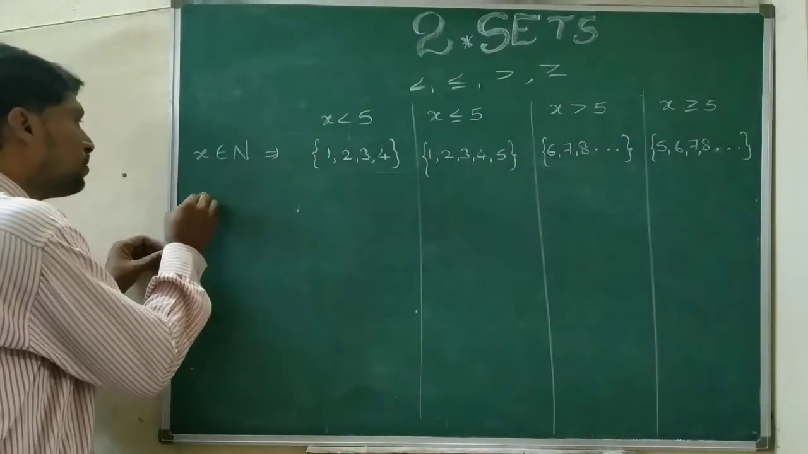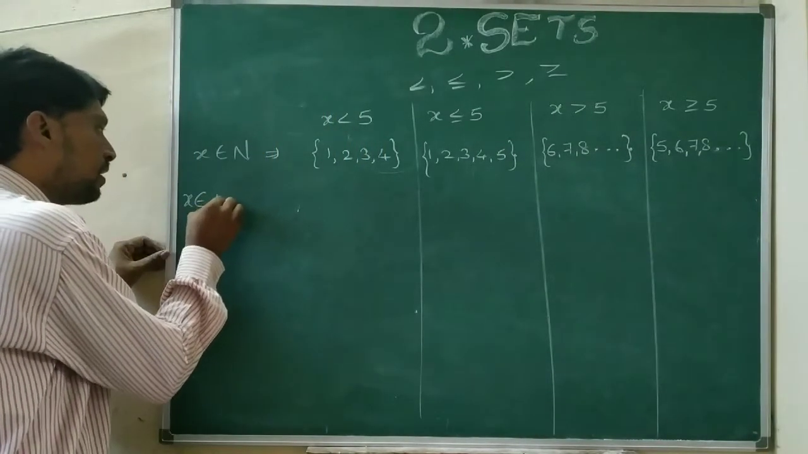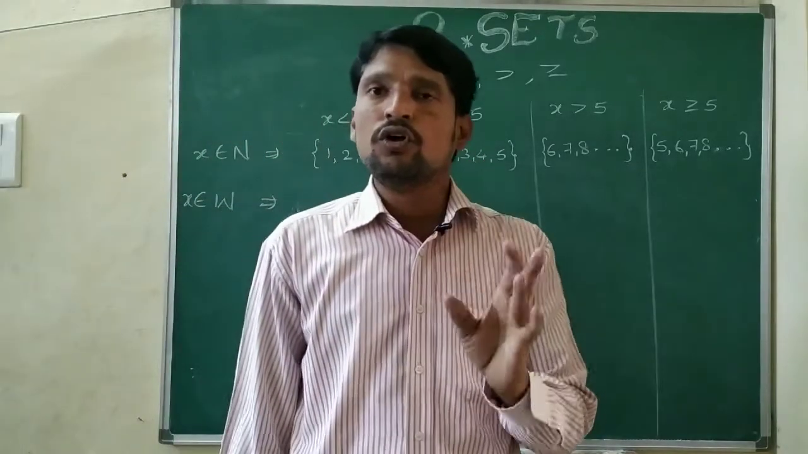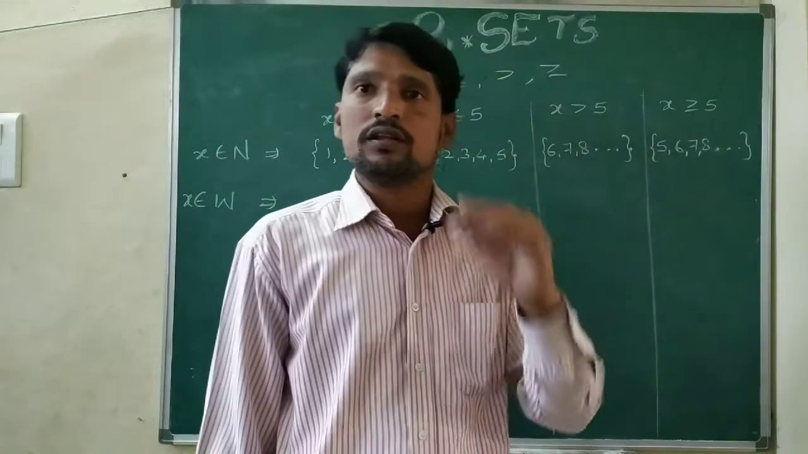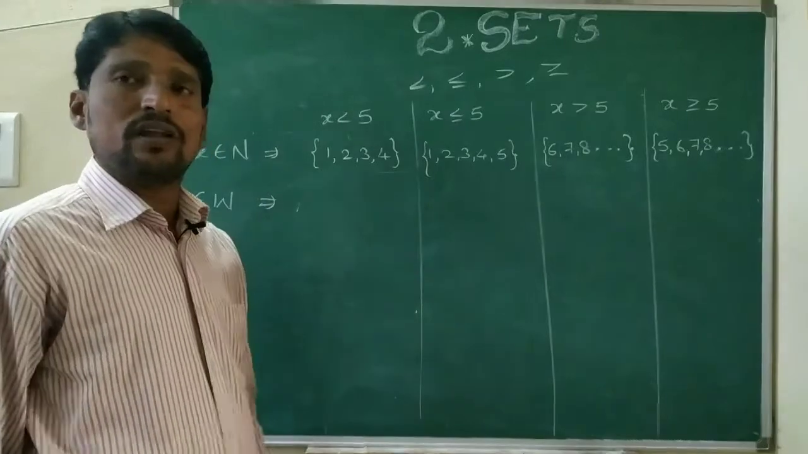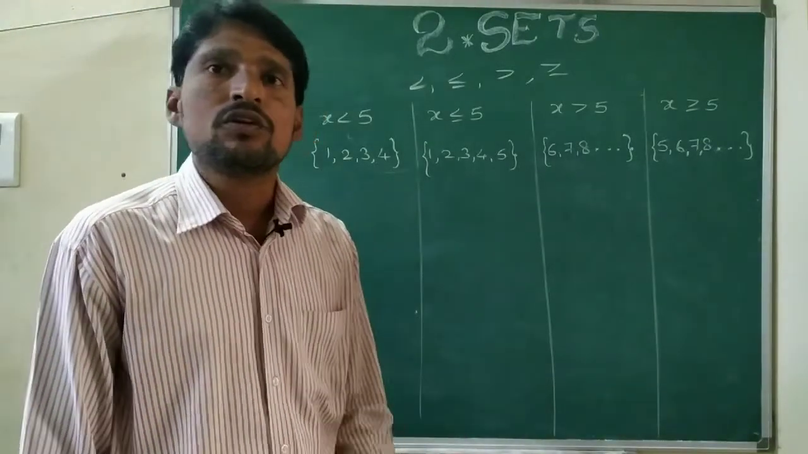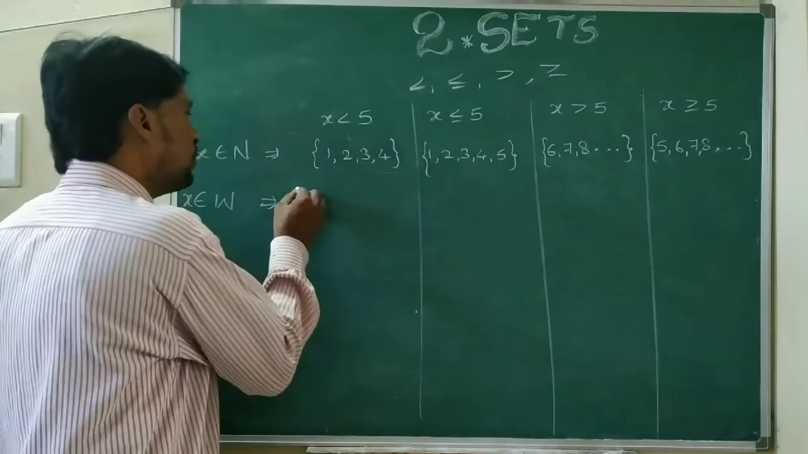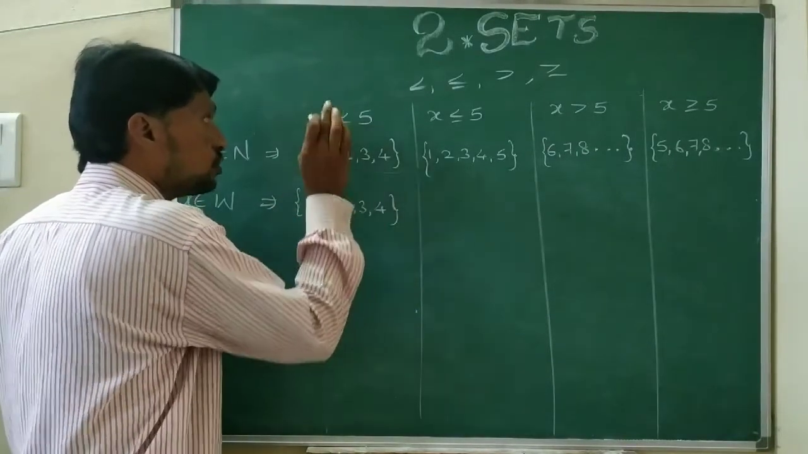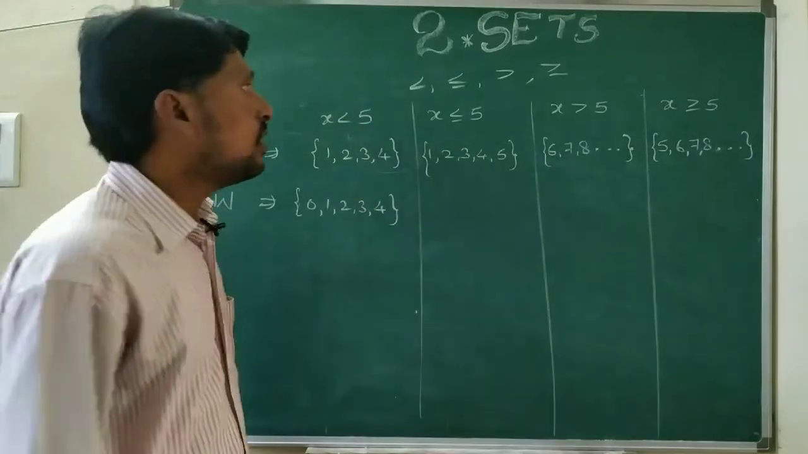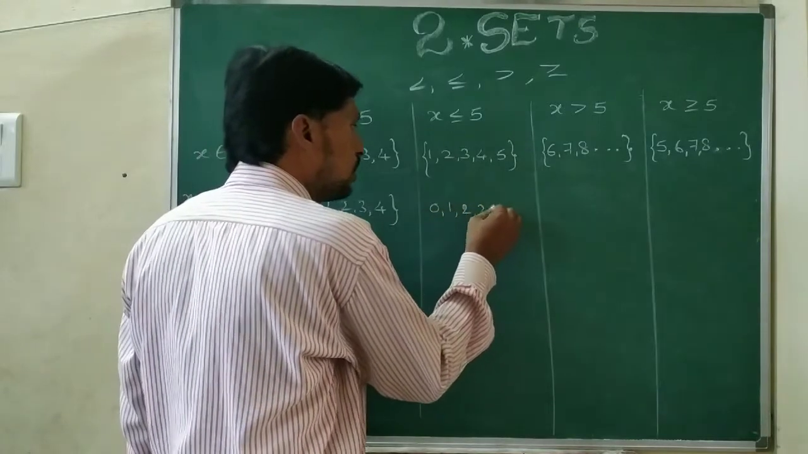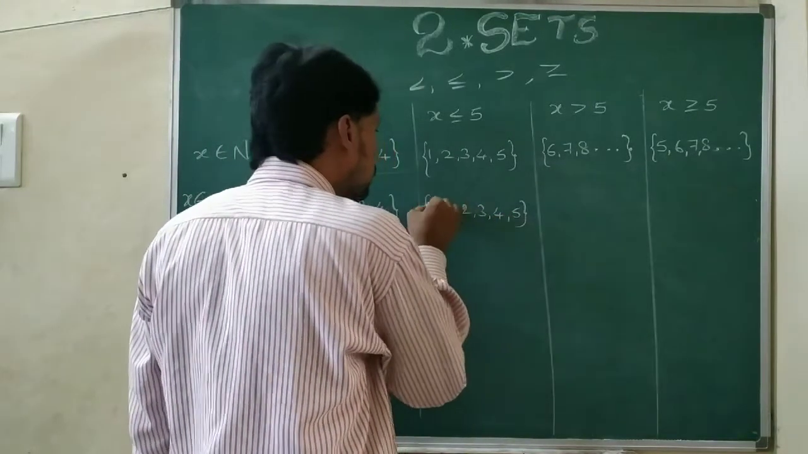One more example, this one only. I am taking x as a whole number. Whole numbers start from 0, 1, 2, 3, and so on. Means x less than 5. What elements will come? 0 onwards we can take, so we get 0, 1, 2, 3, 4. We should not take 5 here. With less than or equal to, we should take 5, so 0, 1, 2, 3, 4, 5.